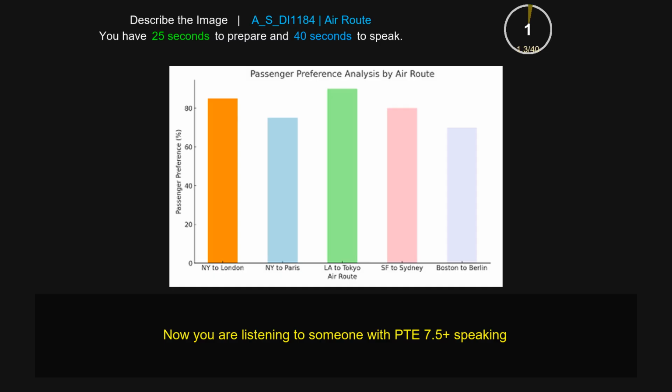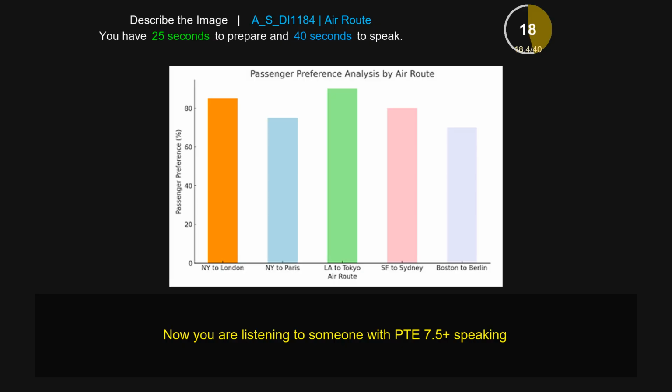The bar graph gives information about passenger preference analysis by year route. The y-axis represents the passenger preference in percent from 0 to 80%, and the x-axis represents the year route from New York to London, New York to Paris, LA to Tokyo, SF to Sydney, and Boston to Berlin.